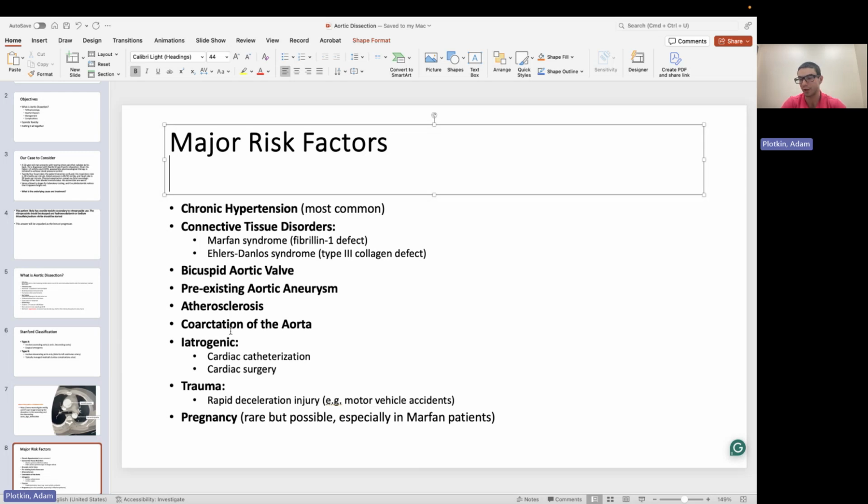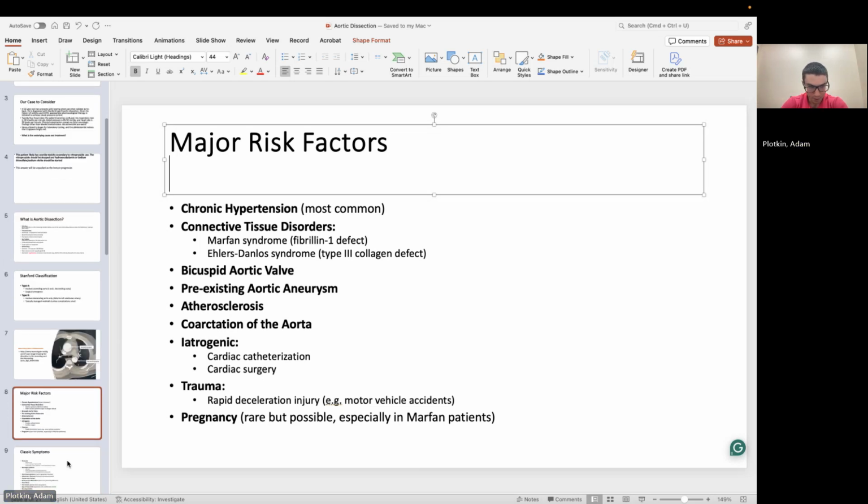Coarctation of the aorta will lead to increased afterload and increased hypertension. We do have iatrogenic causes, like cardiac cath and cardiac surgery. Trauma, like a rapid deceleration injury. If a patient is driving a car, gets into a crash, and we have a rapid hit of the mediastinum against some sort of hard surface like the wheel or the dashboard, that can absolutely cause a tear in the intima. And then pregnancy is rare, but it's possible, especially in Marfan patients, because these patients get volume overloaded during pregnancy. In pregnancy, women have to increase the amount of volume because they're now supplying the fetus. That can lead to overload through the aorta. It can cause stretch and then tear of the intima as well.